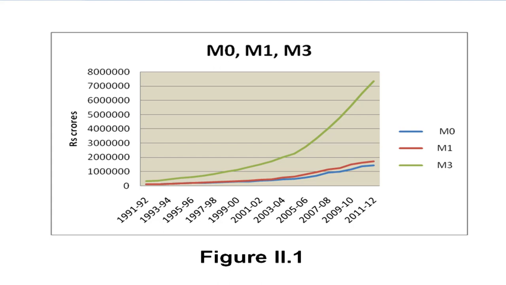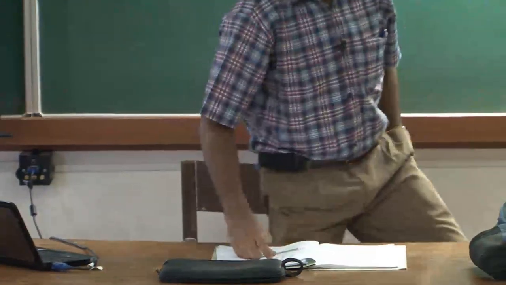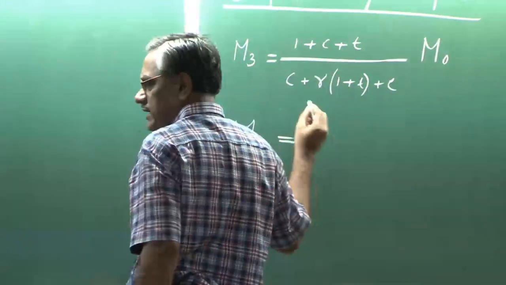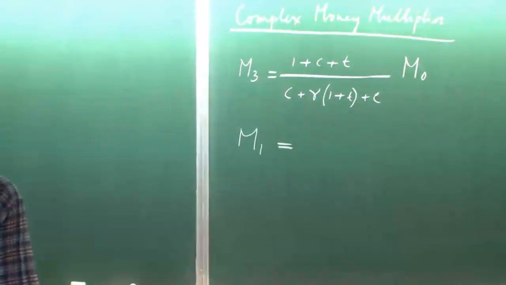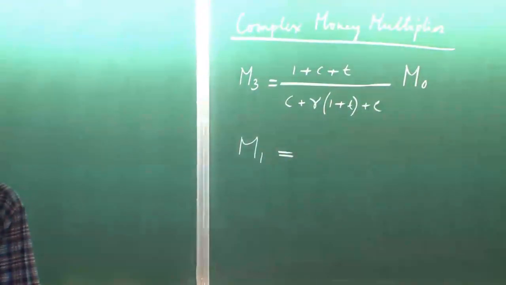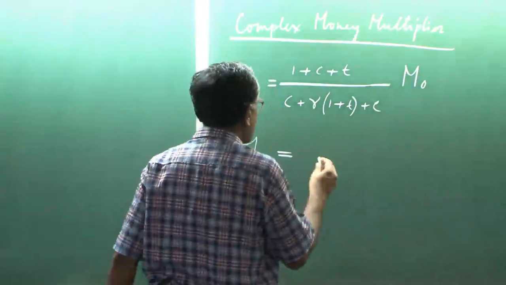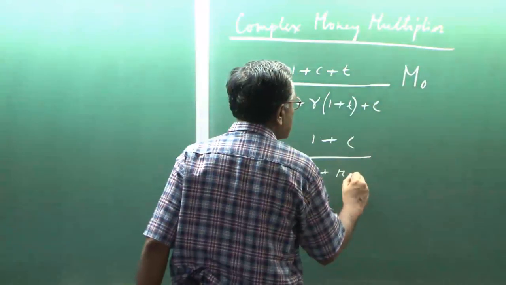So there is a big difference between M0, M1 on the one hand and M3. So, you can say M1 and M0 moved similar to each other in India, particularly in the last 20 years or so, or maybe 18 years or so. The monetary base and M1 were very close to each other, which means, if you look at the multipliers for M1, what I had was, if you can help me, what is the multiplier I had: 1 plus c over c plus r plus e, where r was the truncated reserve ratio. 1 plus c over c plus r plus e.